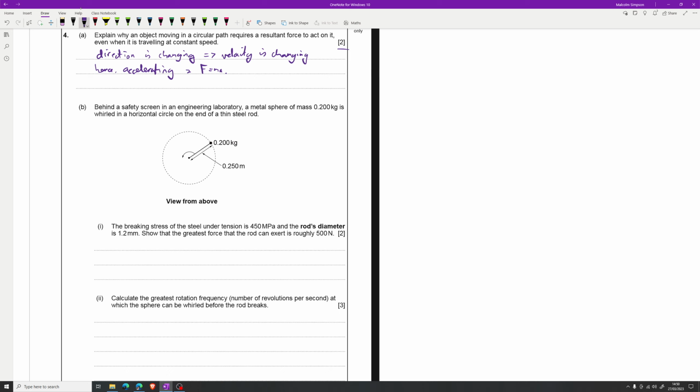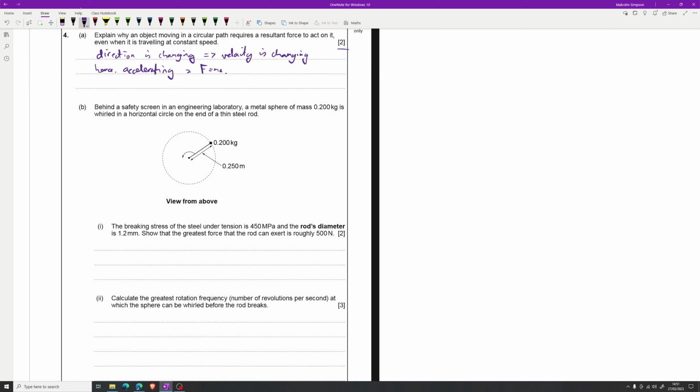So here we've got an example. A metal sphere is whirled in a horizontal circle on the end of a thin steel rod. So this circle is horizontal, so we don't have to worry about weight or anything like that. This is the view from above. The breaking stress of the steel under tension is 450 megapascal, and the rod's diameter is 0.12 millimeters. So a little bit of materials to be had here. Show that the greatest force that the rod can exert is 500 newtons.